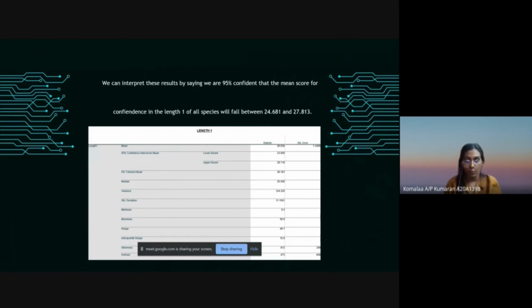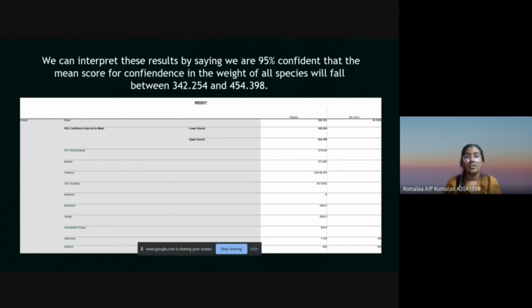Next, we are 95% confident that the mean length of all species will fall between 24.681 and 27.813. Then, we are 95% confident that the mean weight of all the species will fall between 342.254 and 454.398.